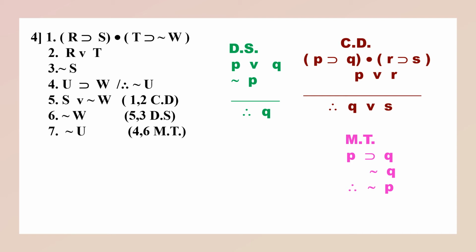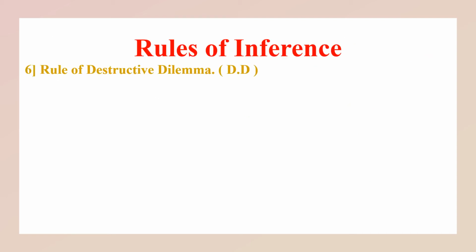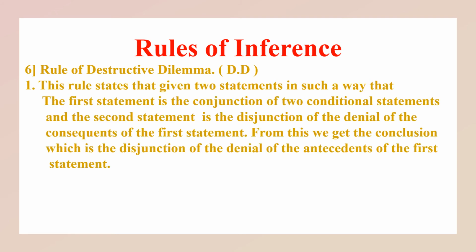Now we come to the next. Now we'll be doing the sixth rule of inference, that is the rule of destructive dilemma, DD. This rule states that given two statements in such a way that the first statement is the conjunction of two conditional statements and the second statement is the disjunction of the denial of the consequence of the first statement, from this we get the conclusion, which is the disjunction of the denial of the antecedents of the first statement.